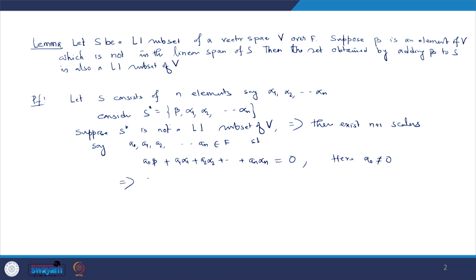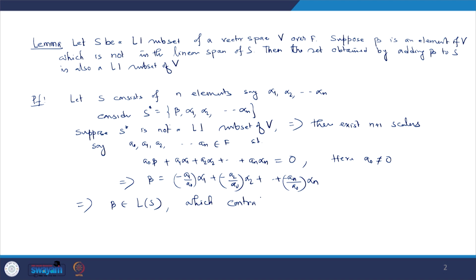So, this implies that beta can be written as minus a1 by a naught times alpha 1 plus minus a2 by a naught times alpha 2 plus ... plus minus an by a naught times alpha n. So, this implies beta belongs to the linear span of S, which contradicts the given condition. So, S star is a linearly independent subset of V.